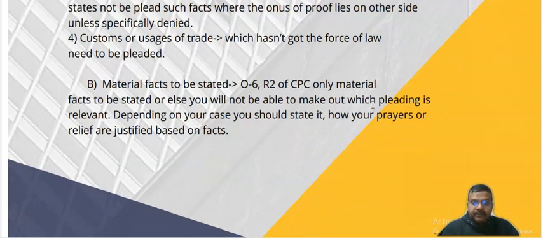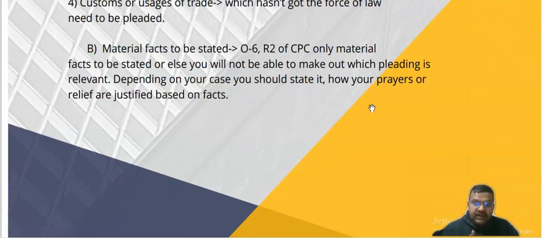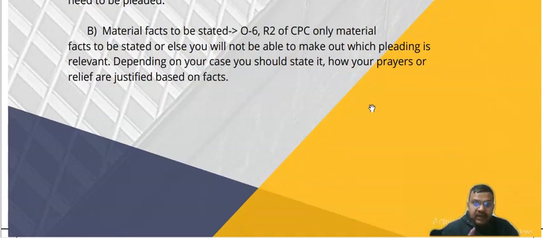Now the second aspect, material facts to be stated as per Order 6, Rule 2 of CPC. Now what is material? Which is relevant, which is connected to the case in hand. That's all you need to state. You need not state anything beyond it. Otherwise it'll be a rough exercise. You won't be able to sift the real crux of the matter from the waste. So that is why we say stick to the materially relevant facts.